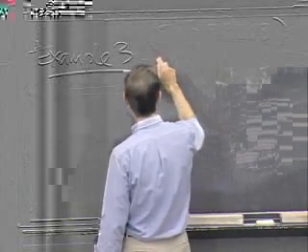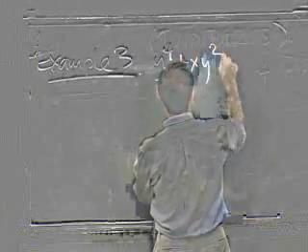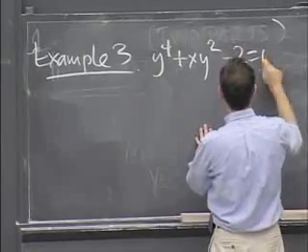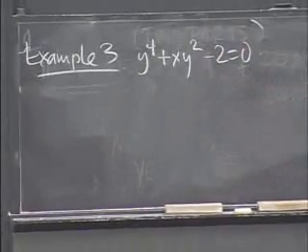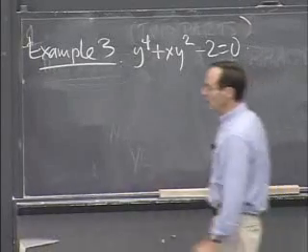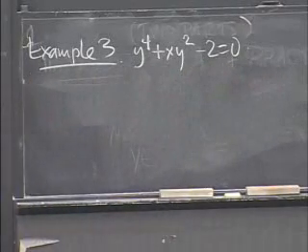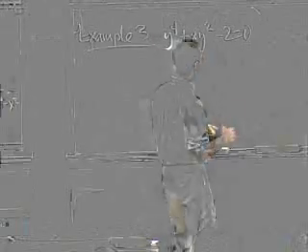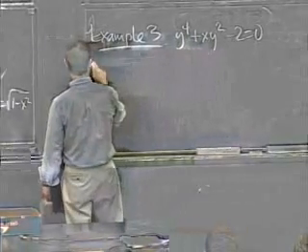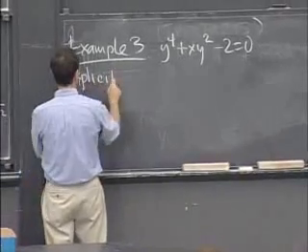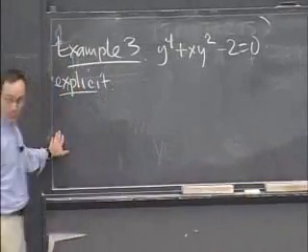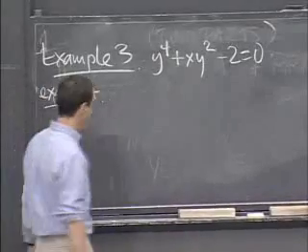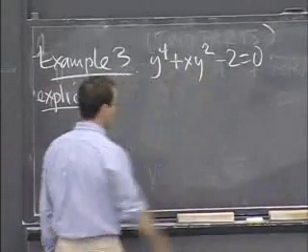In this example, I'm going to give you a fourth order equation: y to the fourth plus xy squared minus 2 is equal to 0. Now, it just so happens that there's a trick to solving this equation. So actually, you can do both the explicit method and the implicit method. The explicit method would say, okay, I want to solve for y.